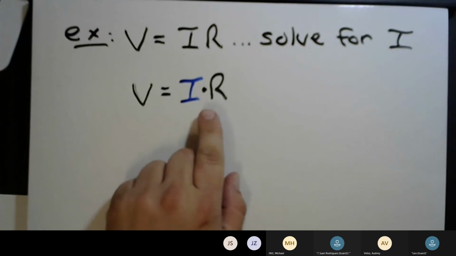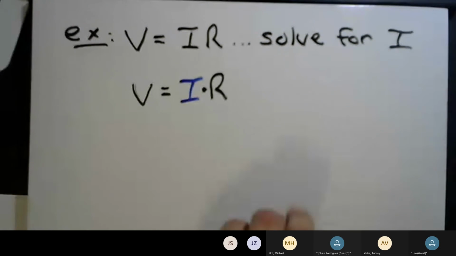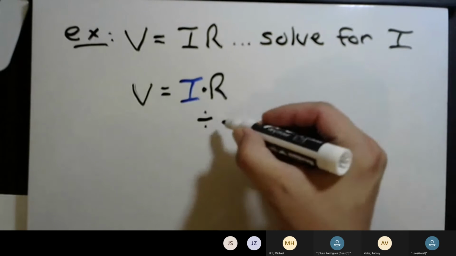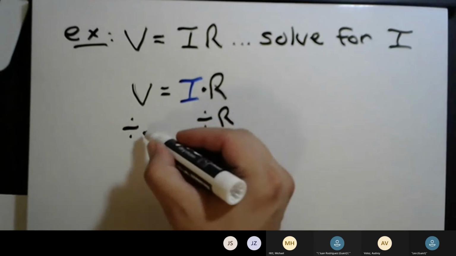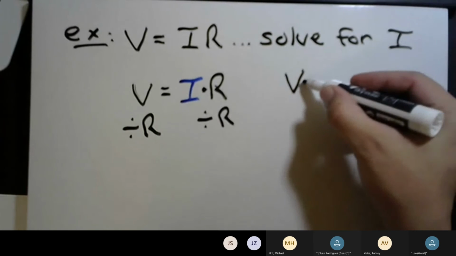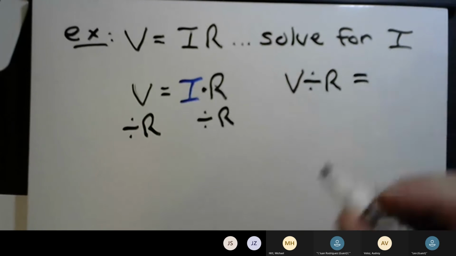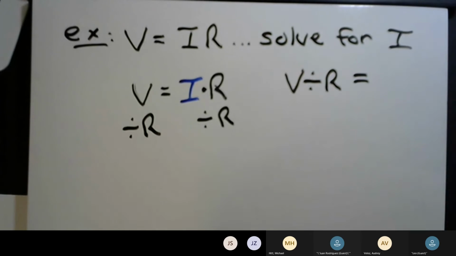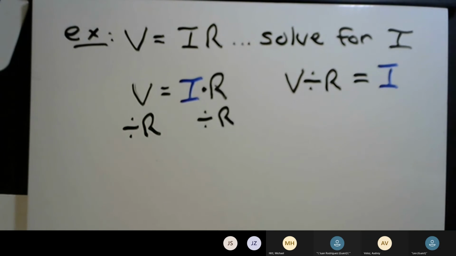So what we've got to do is the opposite of multiplying by r. Now, subtraction and addition are opposites, but then multiplication and division are opposites. So the opposite of multiplication is division. So this will go away. It'll cancel. And we have this. So what we're going to get is we're dividing v by r, and that's the best we can do until someone comes along and gives us a number for v and a number for r. We can't do any better than that, and that's fine.